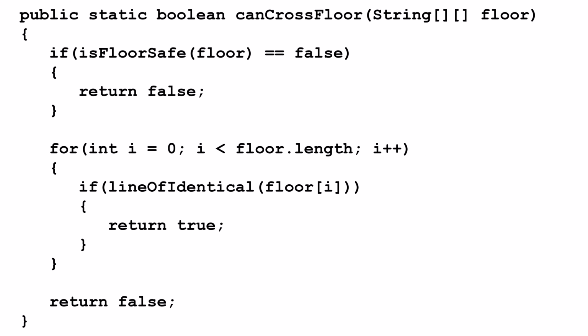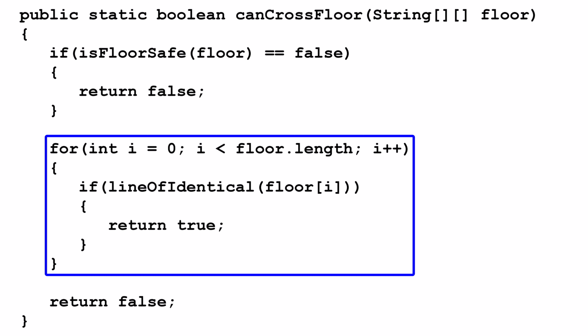Part C solution, canCrossFloor. First, we call the isFloorSafe method and pass it the pointer to a 2D array in the floor variable. If the method returns false, we know the floor is unsafe and we can immediately return false. If the method returns true, we can continue on and check if there's a path of identical symbols that Nevada Smith can use to cross the bridge.